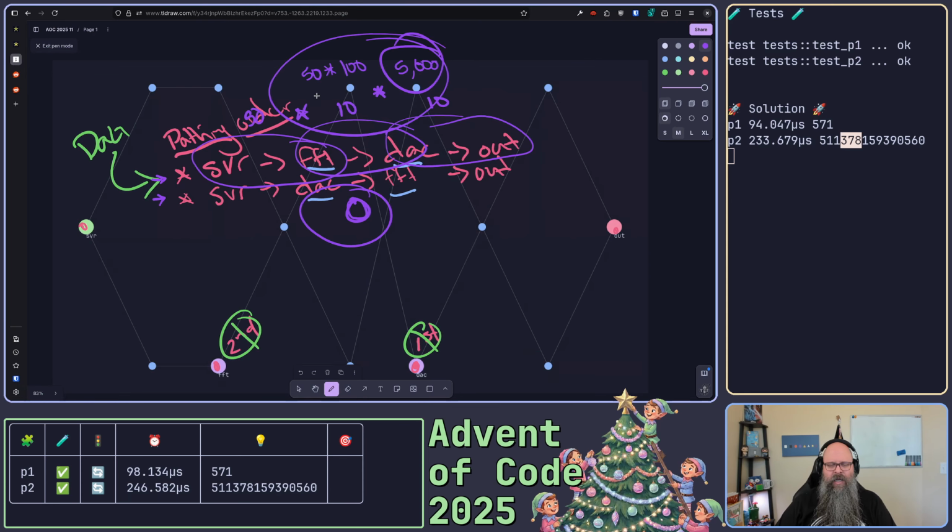Day 8. Day 10, part 1, terminal tour. Oh, no, we're on day 11. Yeah, you can see how crazy the lines are, right? There's a lot of connections, so you definitely have to do some stuff.